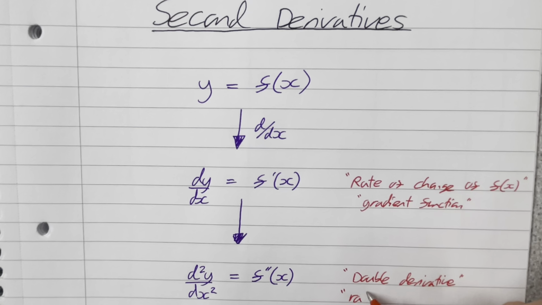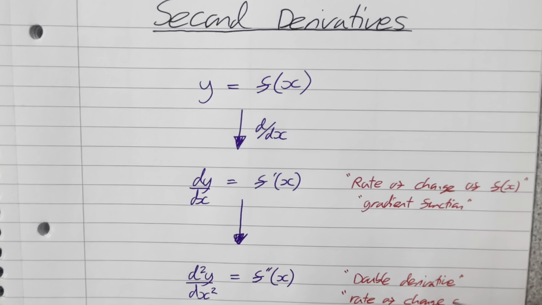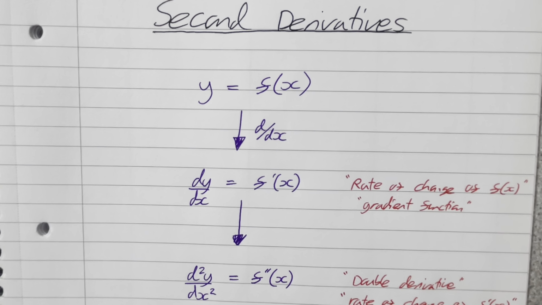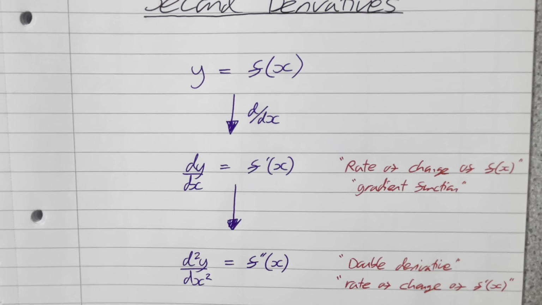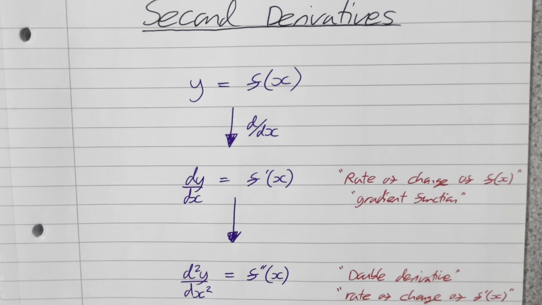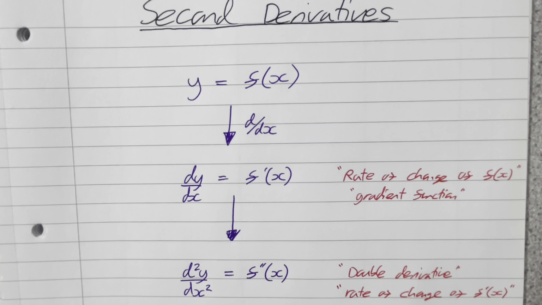Or the rate of change of f primed of x. So it looks at not how the function is changing, but how the gradient of the function is changing. Is the gradient increasing, or is the gradient decreasing, or is the gradient staying the same? Okay, so that's what second derivatives are.